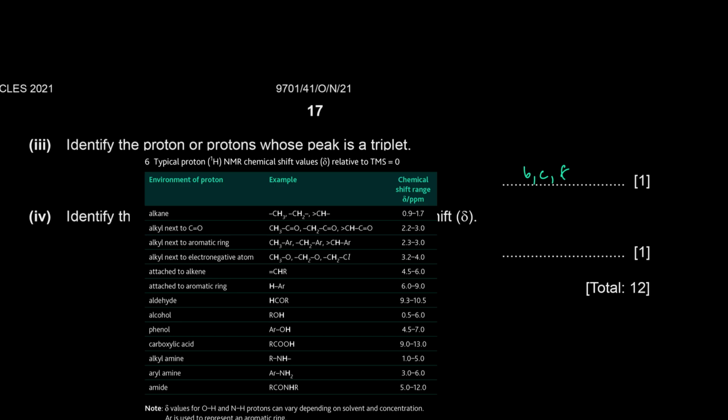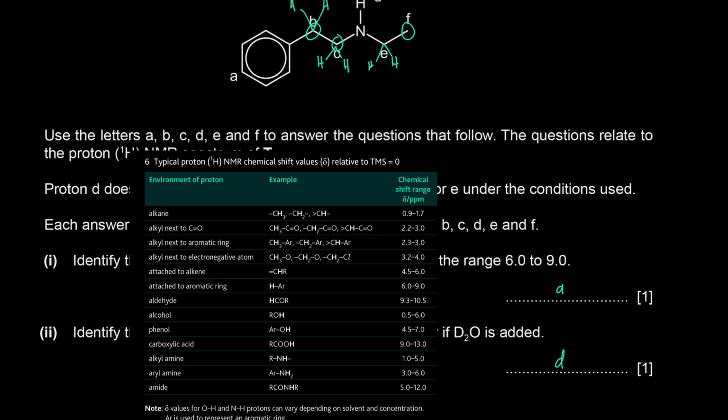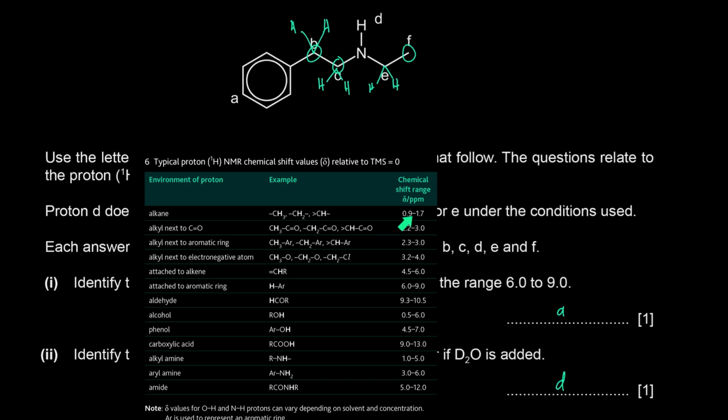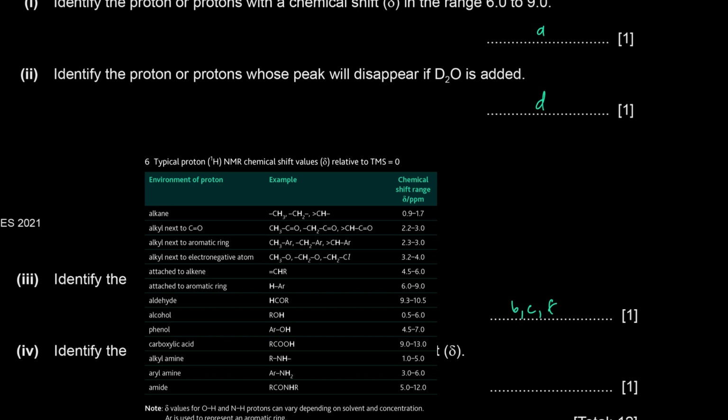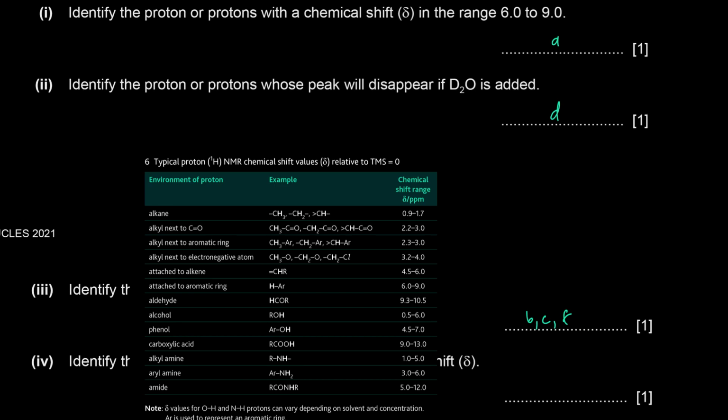So which proton would have the lowest chemical shift? It would shift in the alkyl group range. That would be proton F. That is the one that will shift in the very low range because that carbon is just attached to an alkyl group. So that will be in the range 0.9 to 1.7. So the lowest chemical shift will be proton F.